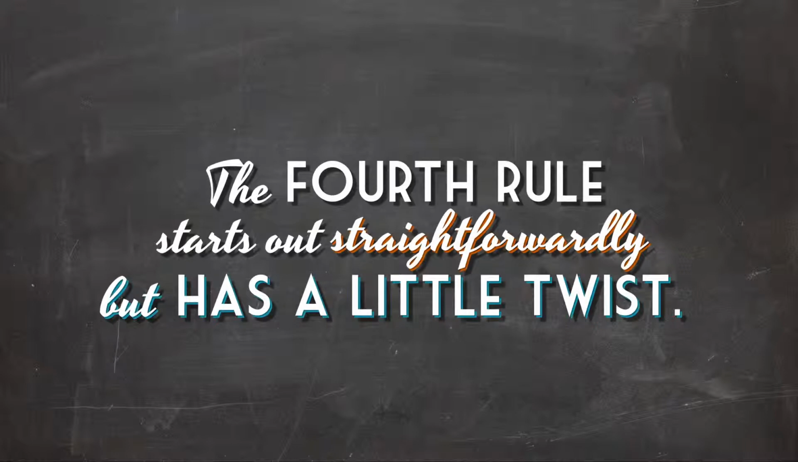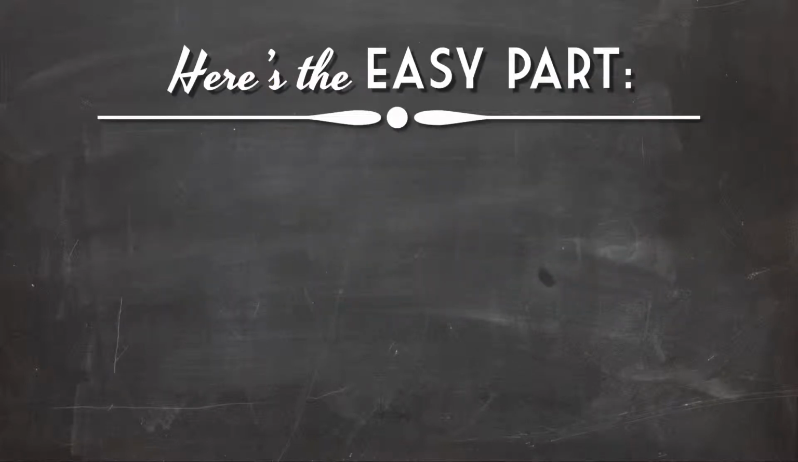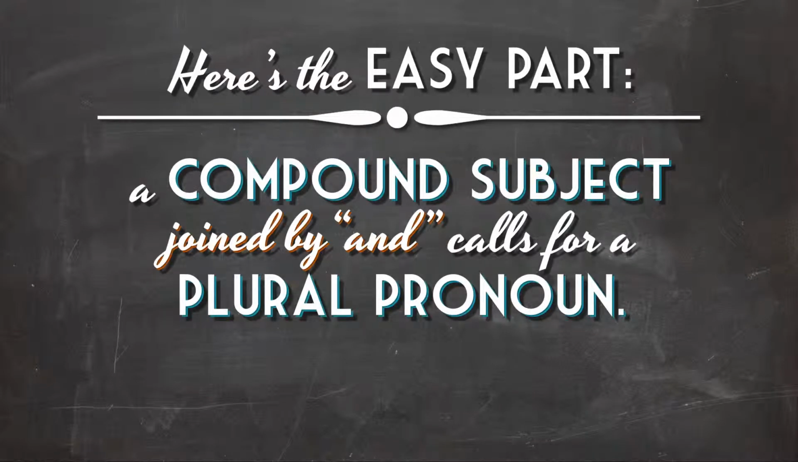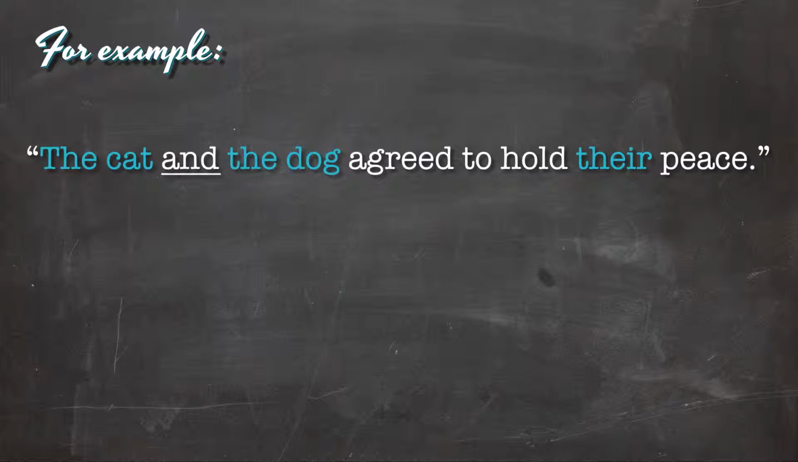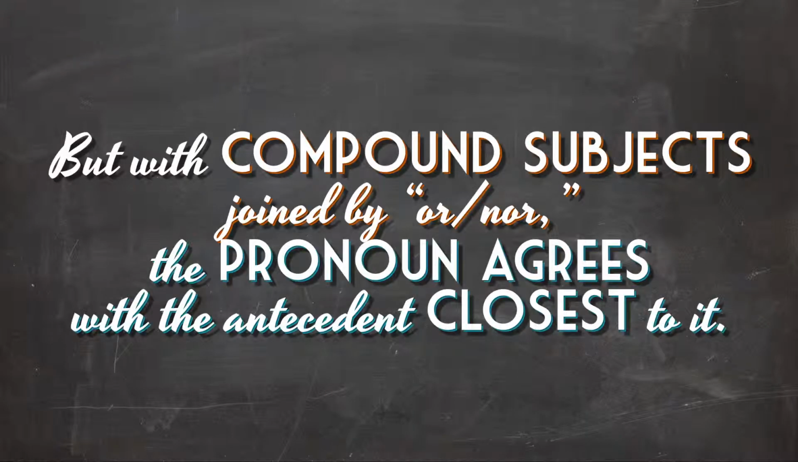The fourth rule starts out straightforwardly, but has a little twist. Here's the easy part. A compound subject joined by and calls for a plural pronoun. This is pretty straightforward. For example, the cat and the dog agreed to hold their peace. But with compound subjects joined by or or nor, the pronoun agrees with the antecedent closest to it. This part of the rule is best shown through example.